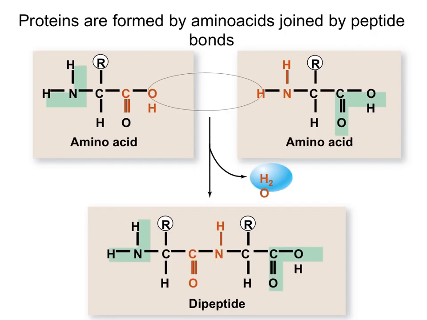Then amino acids are linked together by what we call peptide bonds. So this is a bond between the acid group of one amino acid and the amino group of the next one that results in a dehydration reaction. So water is released, and now we have a dipeptide, which means a peptide made of 2 amino acids. So peptide is the name for a chain of amino acids, each amino acid linked together by peptide bonds.